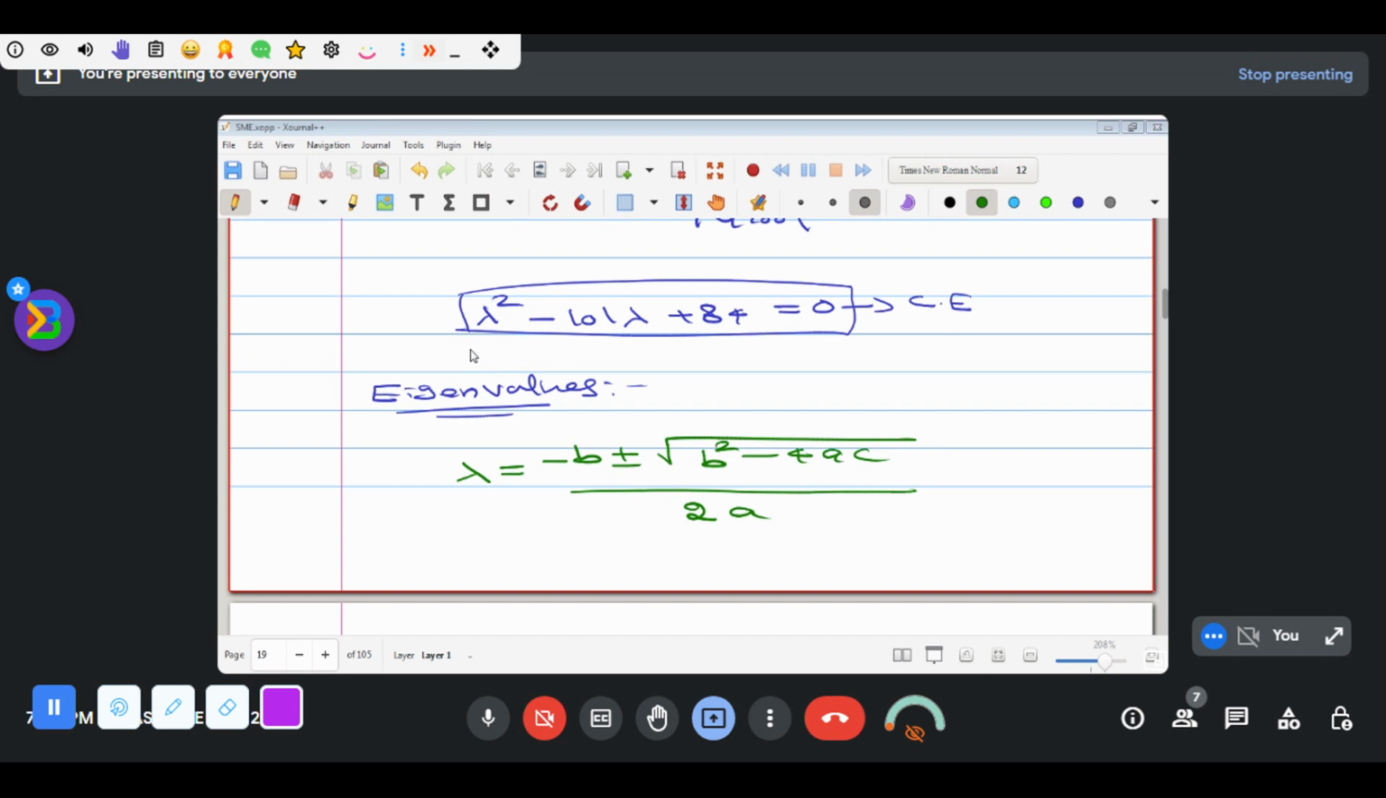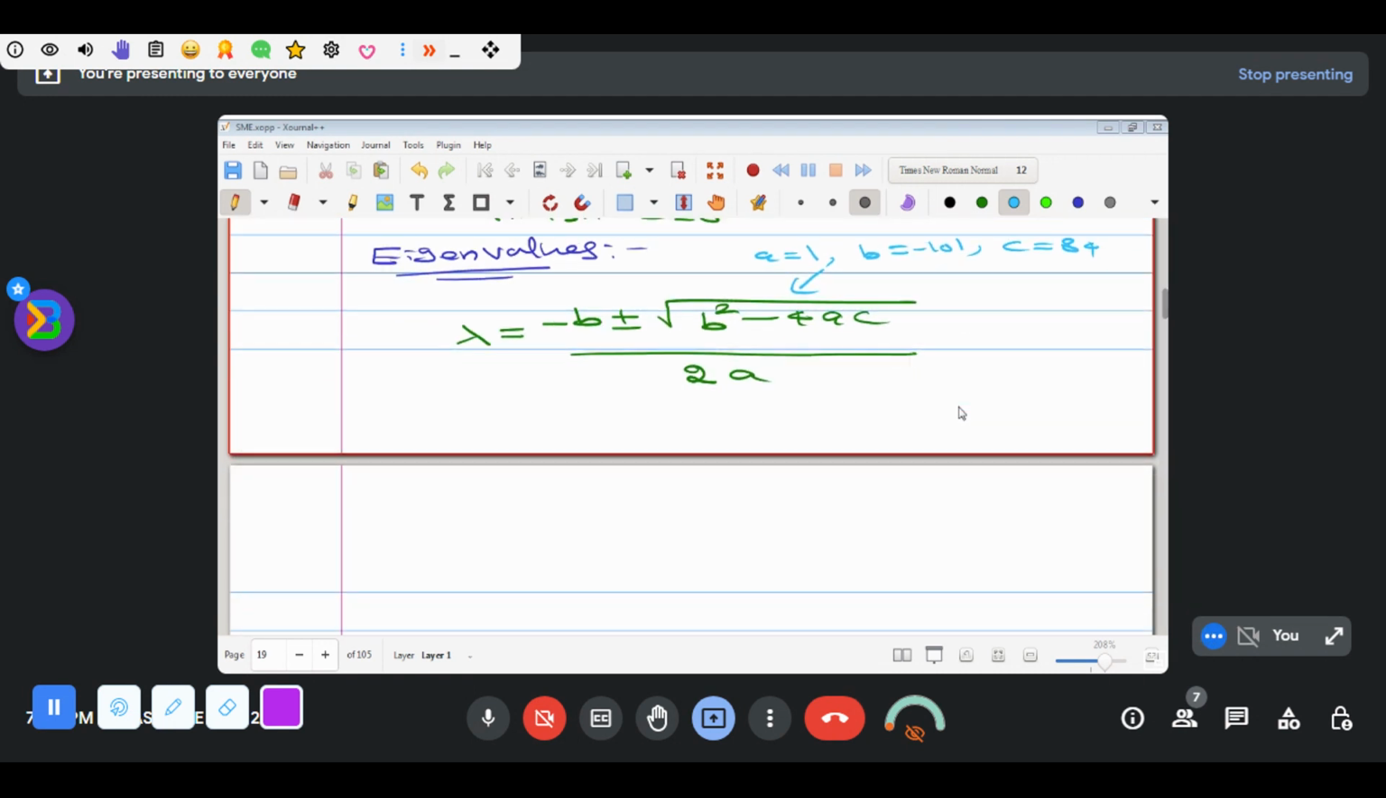So what is the a value? In the general form ax squared plus bx plus c equal to 0, what is the coefficient of a? That means the x squared coefficient. Here the lambda squared coefficient is 1, and b means the x coefficient, here lambda, therefore minus 101, and what is the c value? 84.